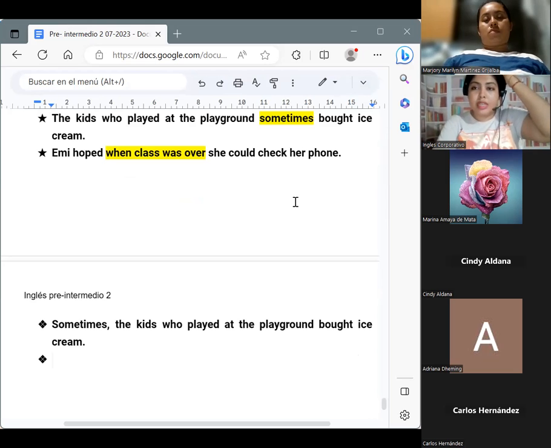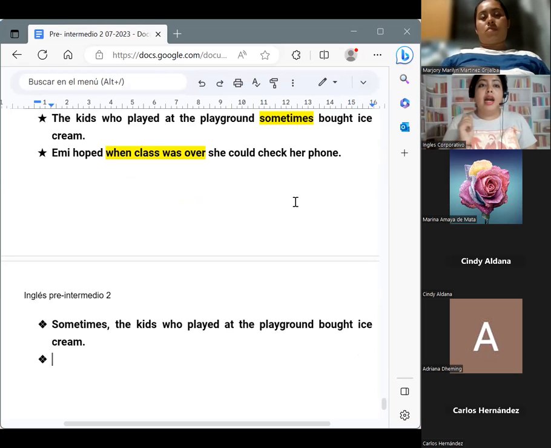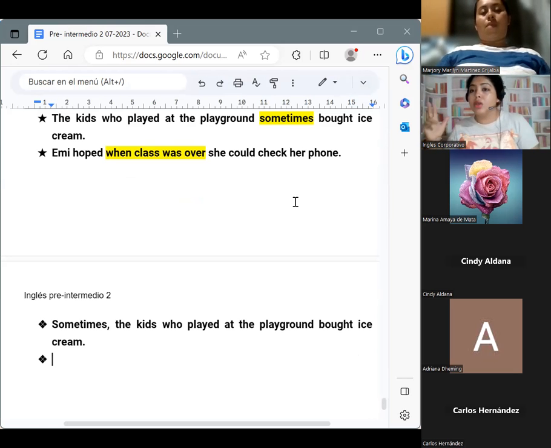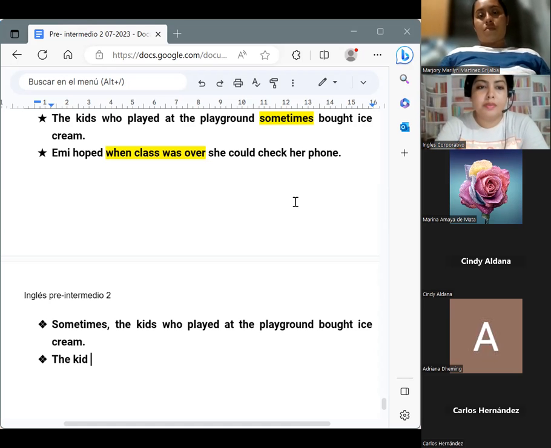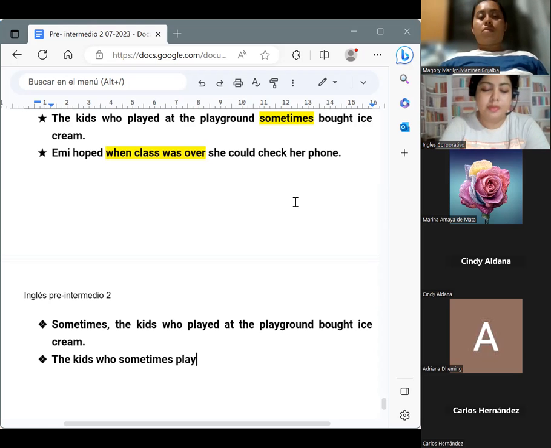Or we can have another sentence and it says the kids who sometimes played. Acuérdense que los adverbios siempre van a ir en medio, ¿verdad? De lo que es el sujeto y el verbo. Por eso es que en este caso está incorrecto, porque nuestro sujeto quedó allá al principio de la oración y nos llevamos el sometimes hacia la última parte donde no hay un sujeto. Ahora lo vamos a arreglar y lo vamos a poner en el lugar que corresponde. The kids who sometimes play at the playground.